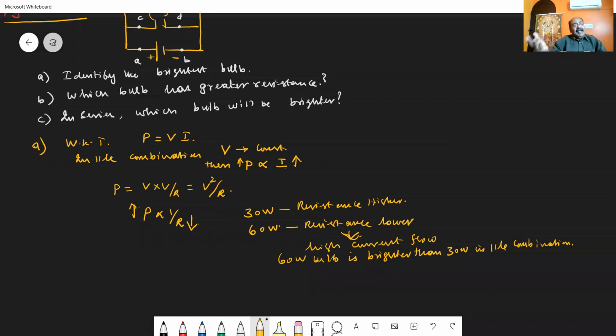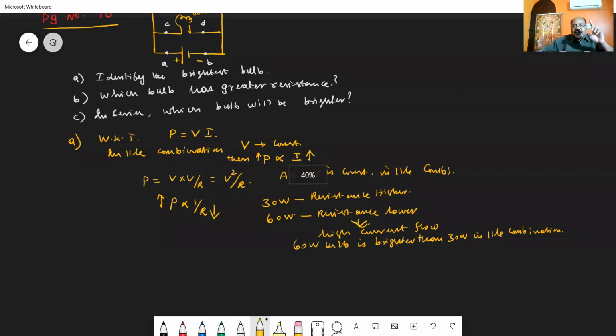The current will be higher in a resistor if the resistance is lower. Because we can prove like this. You replace I with V by R. I can write P is equal to V into V by R. So P is equal to V square divided by R. As V is constant, the potential difference is constant in parallel combination, I can say power is inversely proportional to resistance.